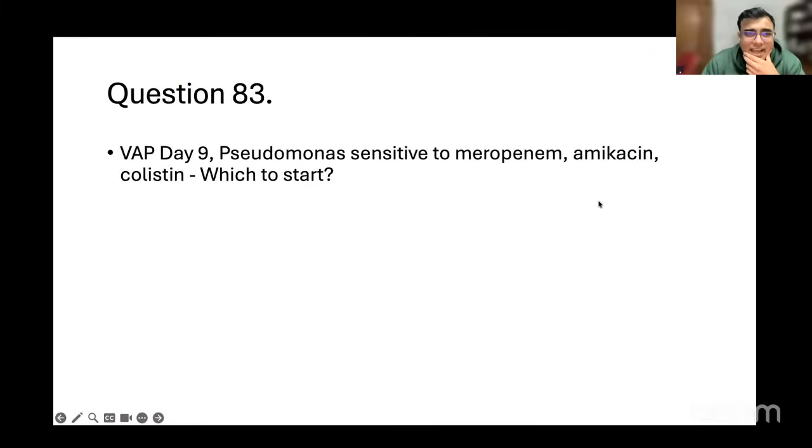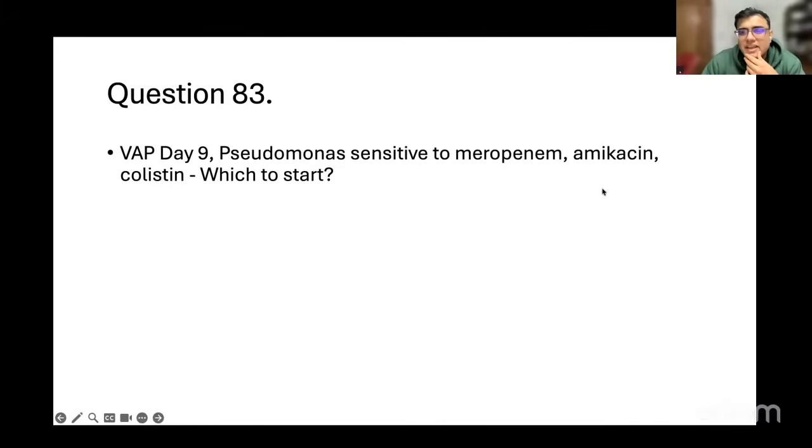VAP day 9, Pseudomonas sensitive to meropenem, amikacin, colistin, which to start? So Pseudomonas with VAP, right? Meropenem would have been the correct answer there. Colistin is usually reserved, it's not usually given, unless we have tried other options. It's usually reserved, and it is not a very preferred drug.